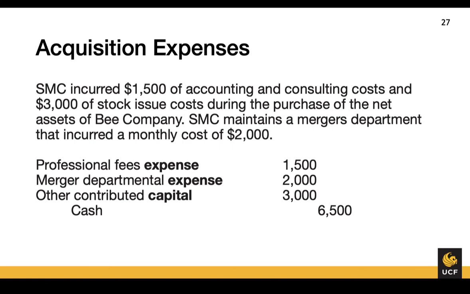Then finally, we have the mergers department that had a monthly cost of $2,000. That's an indirect expense, and that's going to be expensed immediately through our income statement.